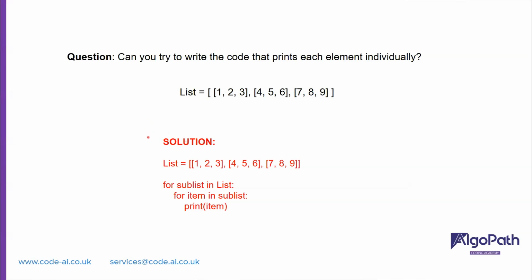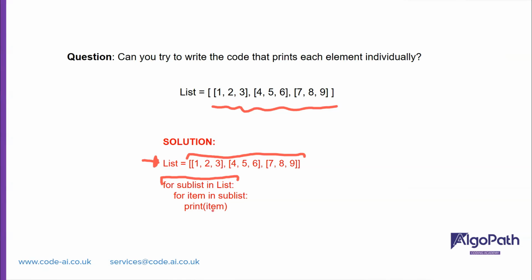And here is the solution. First of all, we create the list, which we can see here, 1 to 3, and so on. And then we start the actual for loop. The outer for loop is going to run for the length of the list, and that's why we're going to print all the numbers. And the inner for loop is going to grab the items of the sublist.